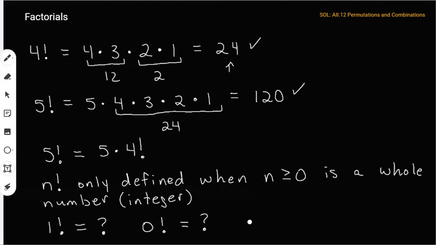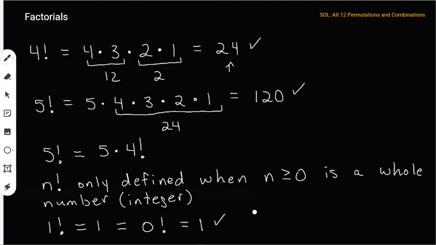So remember, we always start off with the number, and then we go down to 1, and then stop. So 1 factorial is just going to be equal to 1. So I'm going to erase this and put a 1. And if that's true, what is 0 factorial? 0 factorial is actually just 1. So 1 factorial and 0 factorial are actually the same thing.